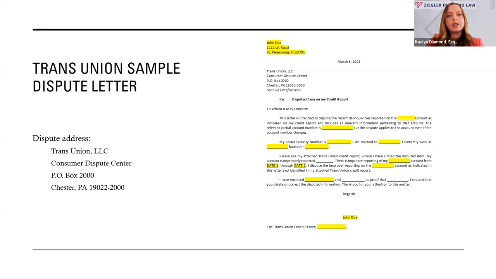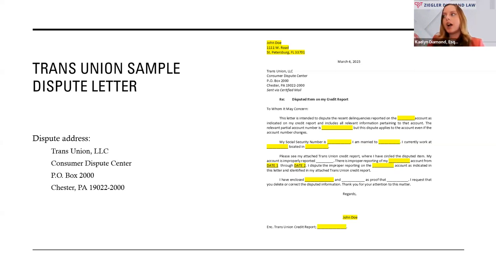Remember back when we talked in the last slide about attaching documentation, and how the documentation that every dispute letter should have attached includes a copy of your driver's license and the page or pages from the credit report with the disputed information highlighted or circled. So here, you're going to confirm that the account is improperly reported because, in your case, Russ, you would input because this account has been settled, but it is still showing as in collections.